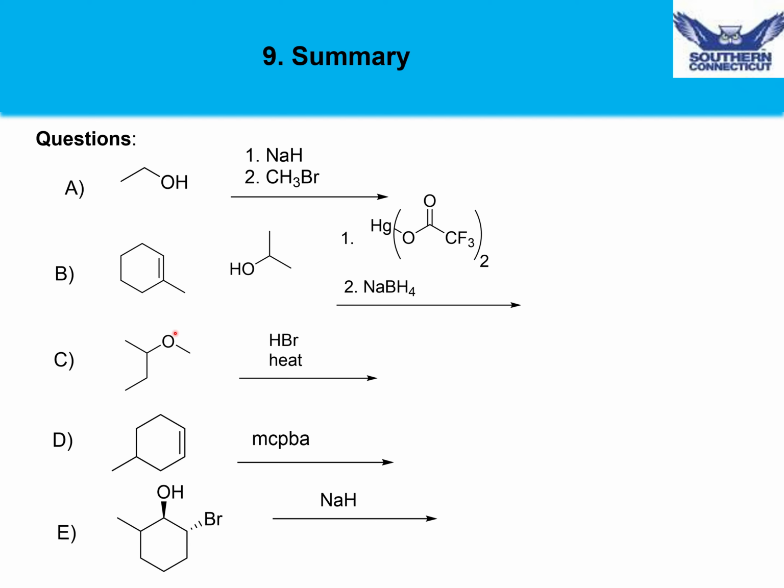In the next reaction, an ether will be treated with HBr. The fourth reaction will involve an alkene and MCPBA. And then lastly, this trans-halohydrin will be treated with a base, which is sodium hydride.